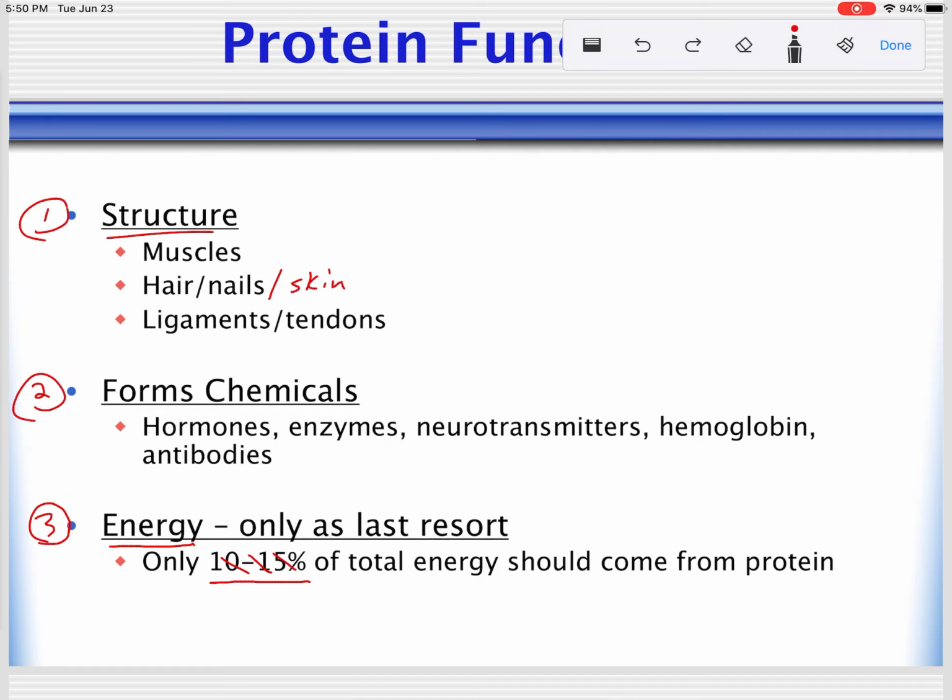You don't need to know this number for now. I just put it in there. But you should know that we only use protein for small amounts of energy. We don't want to burn large amounts of protein for energy because that means we're taking protein away from its ability to give structure and form chemicals. And it can actually have negative effects.